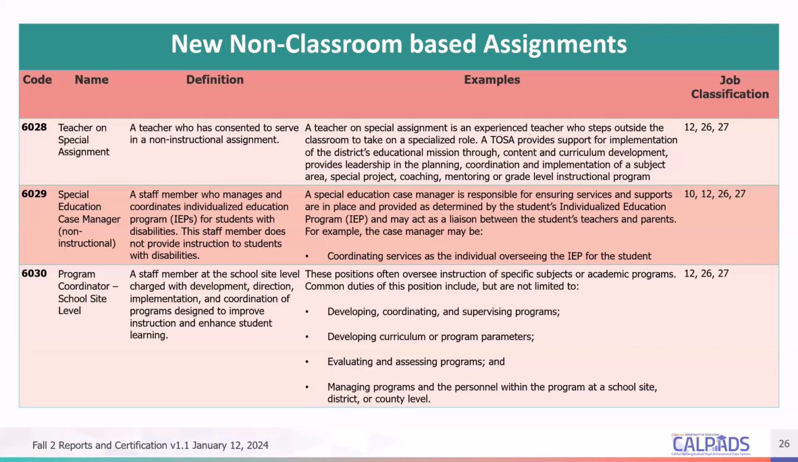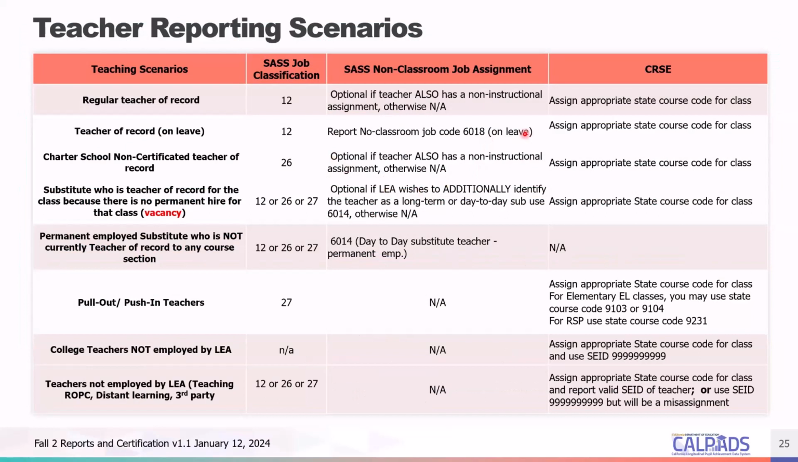It says here, number one, do we have certificated admin on leave? Do we report certificated admin on leave? If so, there is a special on leave job code. It would still be the same code, the 6018, that could apply to them, because that's essentially the on leave code.